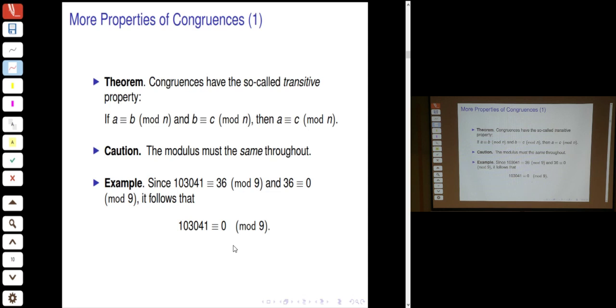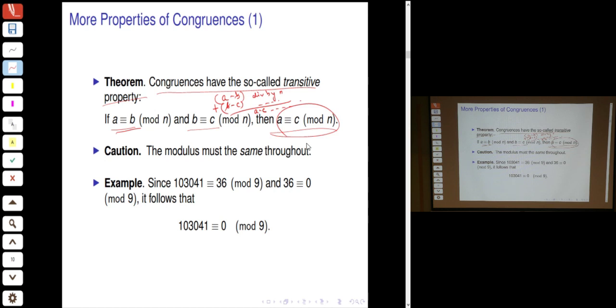So, here is another basic property of congruence. Congruences must have the so-called transitive property. If A is congruent to B mod n and B is congruent to C mod n, then A must be congruent to C mod n. So, this is clear. For example, A is congruent to B mod n means A minus B is divisible by n. B is congruent to C mod n means B minus C is divisible by n. If you add both of these, B and B will cancel and give you A minus C is divisible by n, which is exactly A is congruent to C mod n.